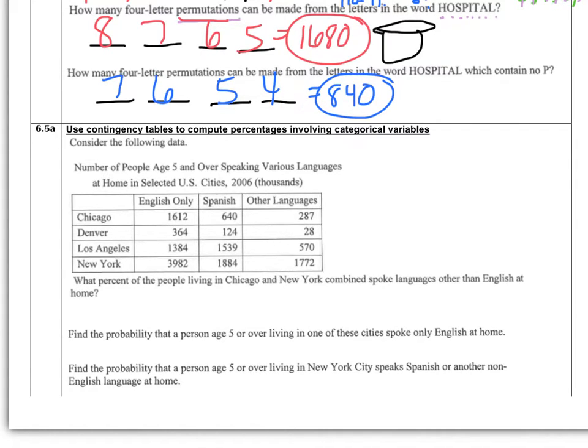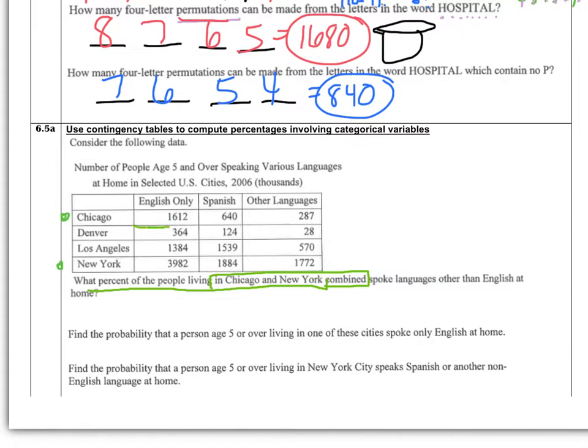So for example, in Chicago, the number of people that spoke other languages was 287,000 people. First question. What percent of the people living in Chicago and New York combined spoke languages other than English at home? So what I would do for this is identify we're looking at just Chicago and just New York. The way I see it, when you read this, it says what percent of the people living in Chicago and New York combined. Stop right there.